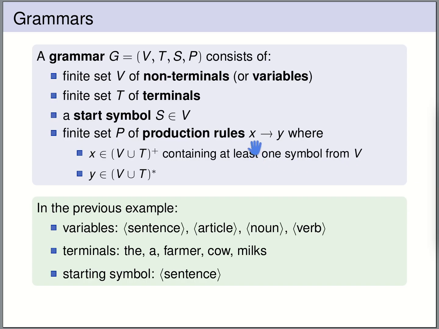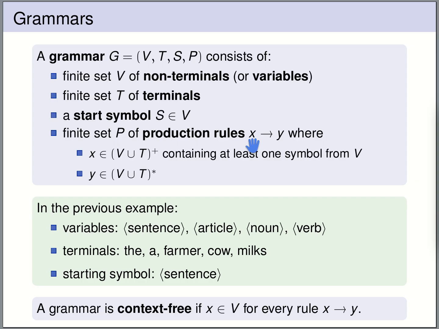Now, most of the grammars that we will look at in this course will be of a simpler form, where the left-hand side consists of a single variable. These grammars have a special name. They are called context-free grammars. So a grammar is called context-free if for every production rule, the left-hand side is a variable. And this is the kind of grammars that we will work mostly with in this course. Also, the example that we have seen was of this form. The left-hand side was always a single variable.